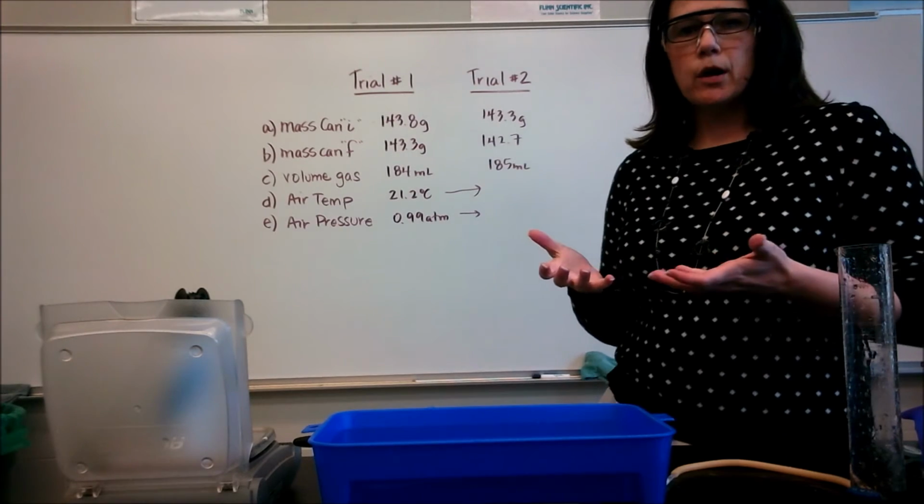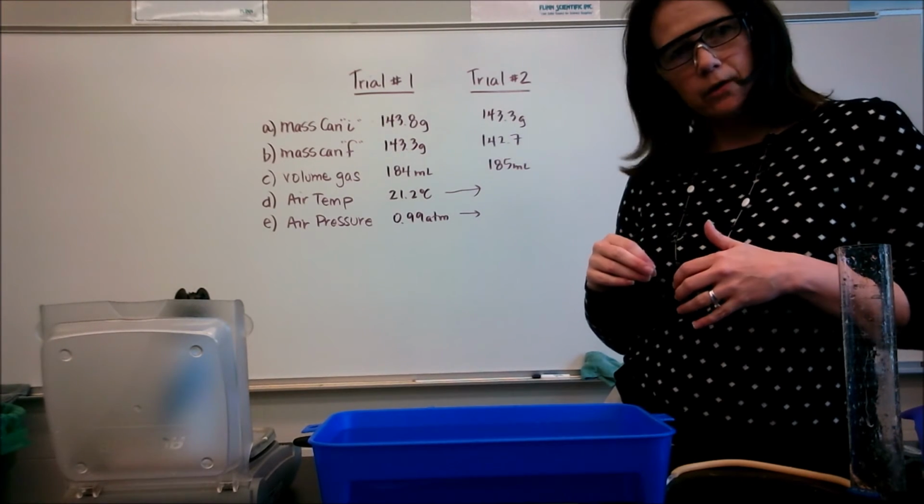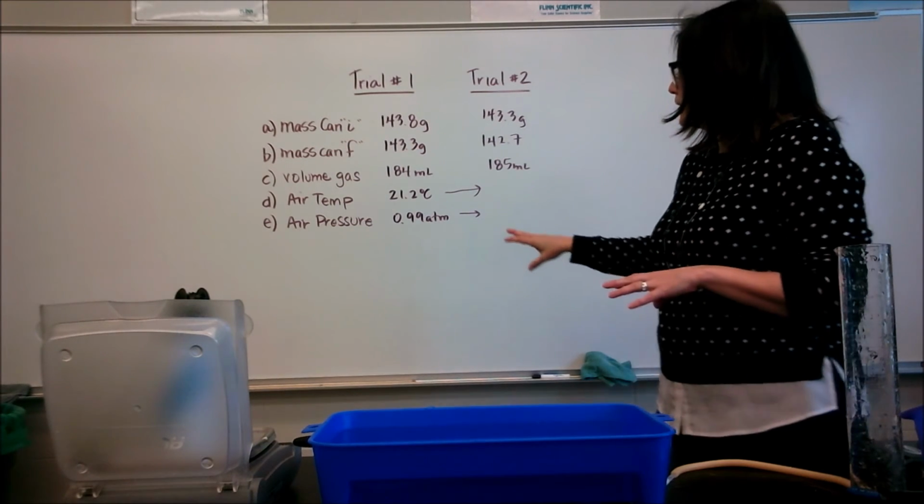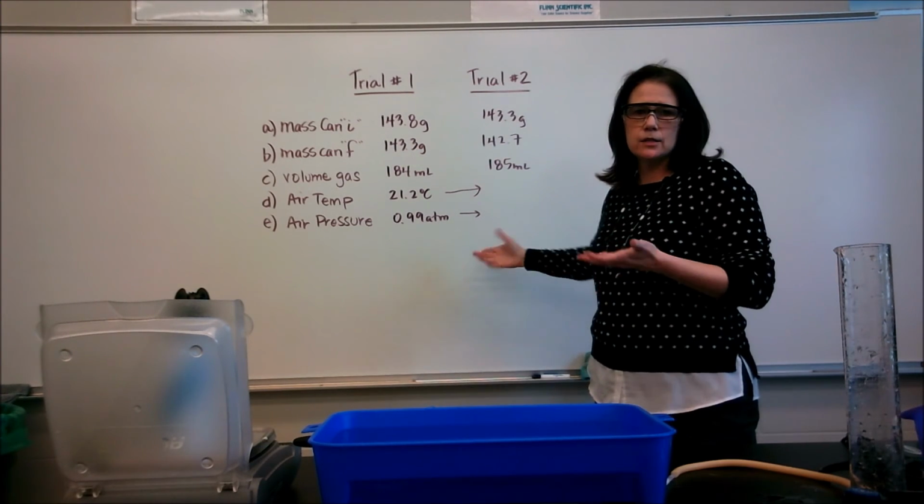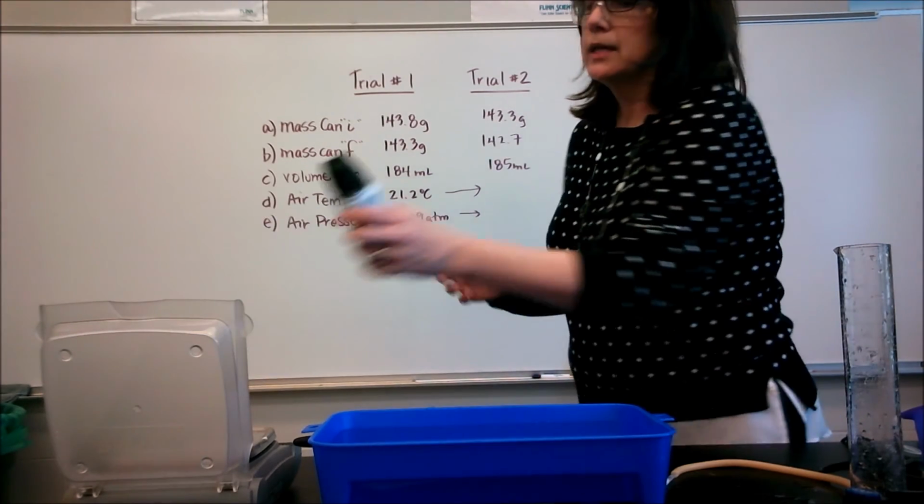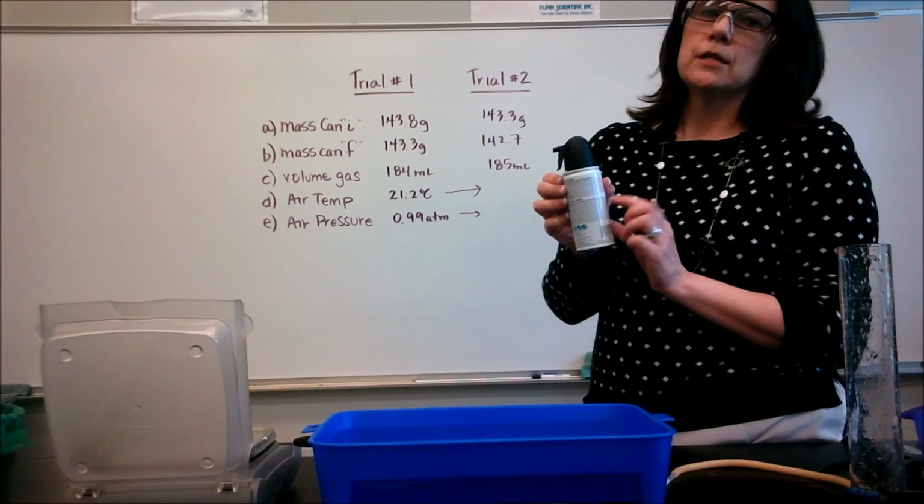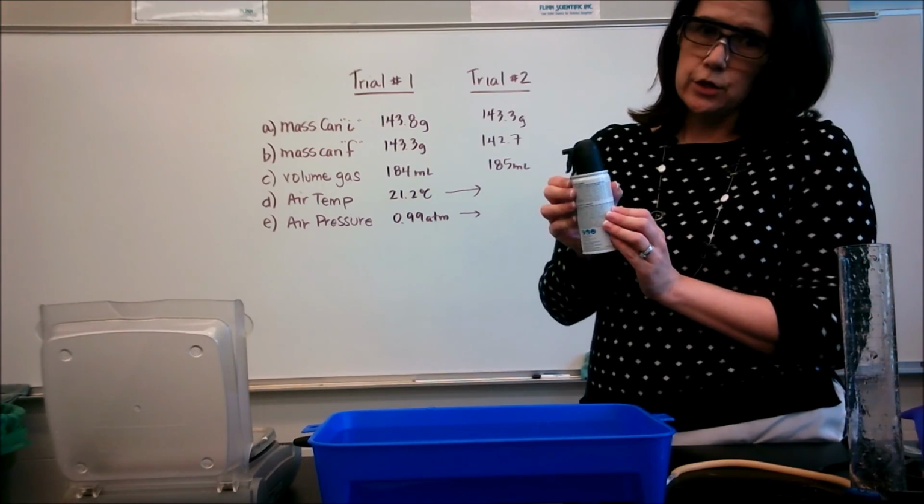Now you're going to work with your partner, work through the post-lab together, help one another, and see what you get for the molar mass of the gas. That's our goal. And then I will tell you what gas is in here. It's listed. It's a fluorocarbon. And I'll give you the chemical formula once you've finished your post-lab.